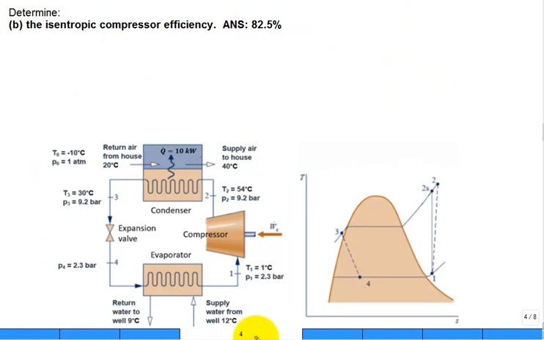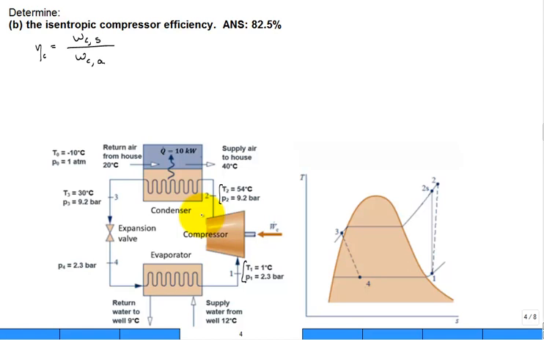All right, what is the isentropic compressor efficiency? Well, the isentropic compressor efficiency would be the specific work of the compressor if it were isentropic compared to the specific work of the compressor actual. Okay, and we're given this information about the temperature 1, pressure 1, and temperature 2, pressure 2.